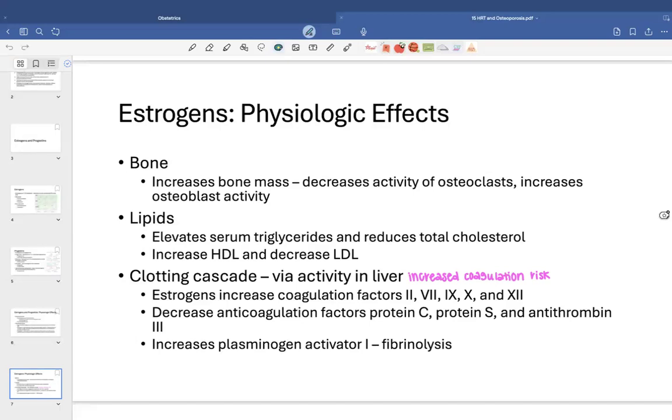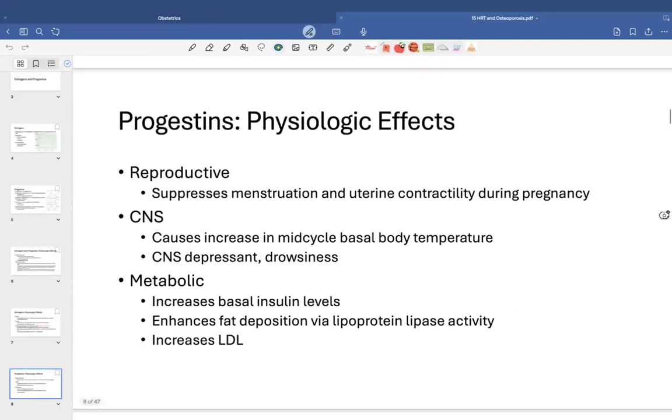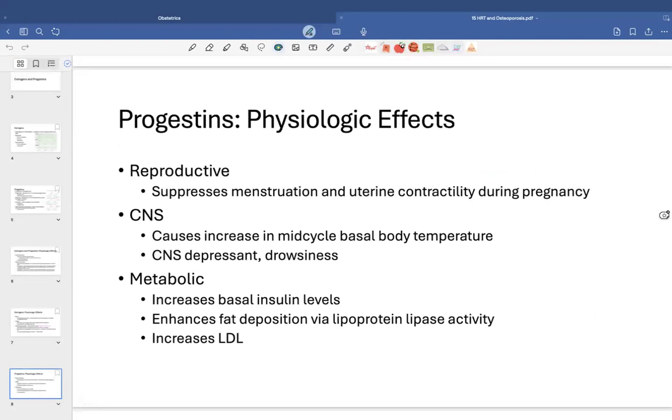On the progestin side, we know that they suppress menstruation and uterine contractility during pregnancy. They tend to thin the endometrial lining. On the central nervous system, they affect the basal body temperature. They have some CNS depressant effects. And from a metabolism standpoint, they can increase basal insulin levels, enhance fat deposition via lipoprotein lipase activity, and progestins tend to increase LDL.